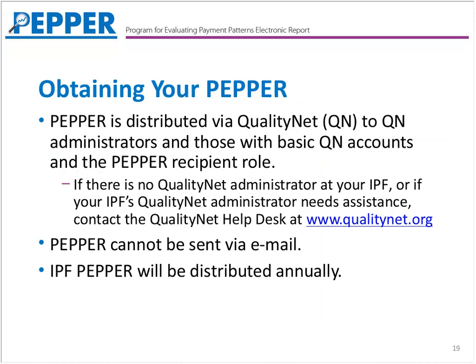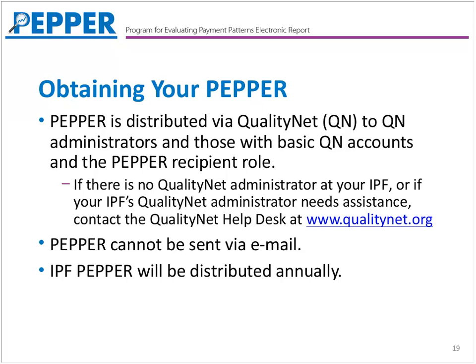How do you get your PEPPER? All of the PEPPERs for inpatient psychiatric facilities are distributed through QualityNet. QualityNet is a secure distribution system that was developed by CMS for the reporting of hospital quality data. The hospital's QualityNet administrator can download the PEPPER. That person is usually involved in submitting the hospital's quality data. So if you know who your QualityNet administrator is, then you might want to just touch base with them and make sure they know to download the PEPPER and forward it on to you.